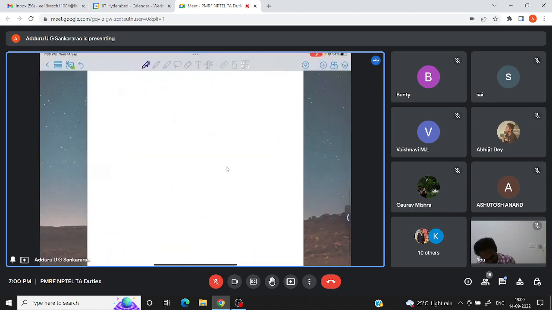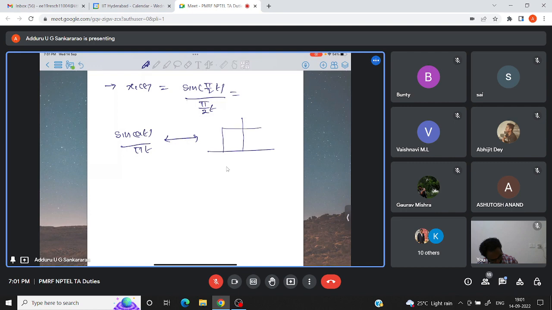Yeah, I'll just write out here. So x1 of t is what? Sine pi by 2t by pi by 2t. So this I can write, we know sine at by pi t, its Fourier transform we know very well. In the omega domain only I'll solve this, from minus a to plus a, this is the Fourier transform of x1 of omega. So in a similar way I can write the signal like this, sine pi by 2t by pi t. So what is the Fourier transform of this?